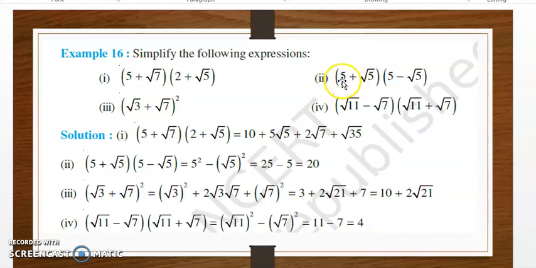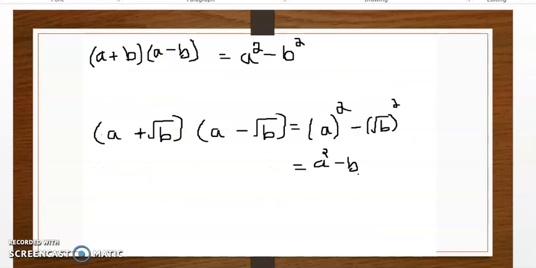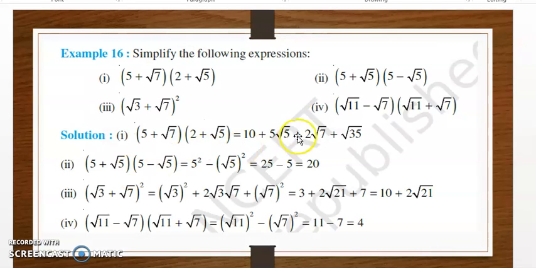Second question, 5 plus root 5 into 5 minus root 5. Here we can use the identity a plus root b into a minus root b is a square minus b. So we are using a square minus b square. Here a is 5, so 5 square is 25. b is root 5, so b square is root 5 square, that is 5. So 25 minus 5 is 20.